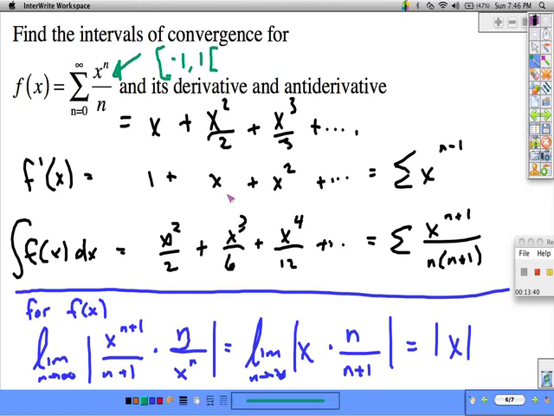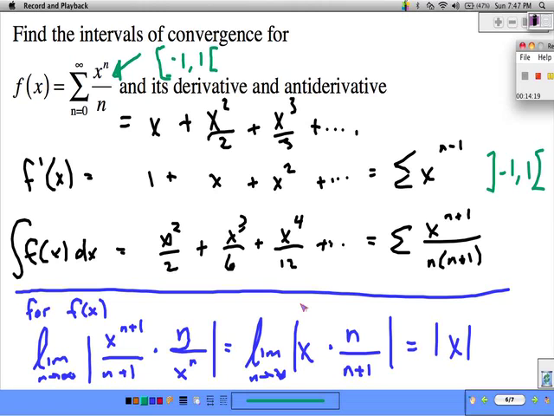And now we're going to check these endpoints for the derivative and for the antiderivative. So for our derivative, plugging in both 1 and -1, we get 1 to the n minus 1 and -1 to the n minus 1. Those both diverge. So this interval is an open interval on both ends.